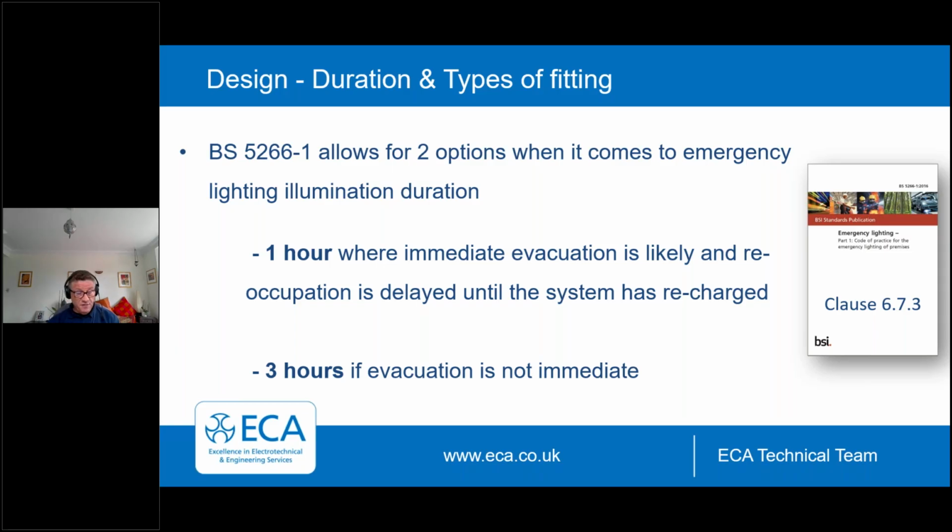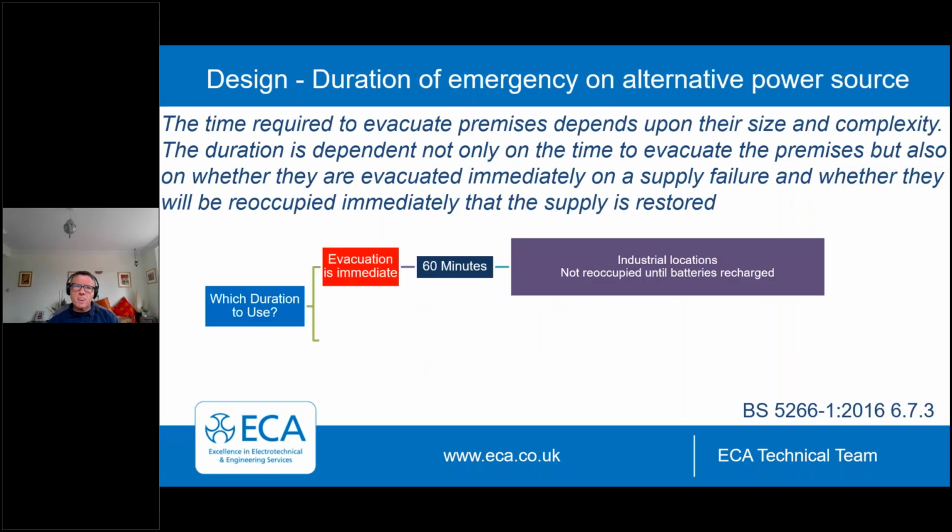We know we can get out safely in an hour, or hopefully under an hour, so therefore we need it only for an hour. But if you're likely to take longer than that, or for any other reason, then we may wish to consider 3 hours. The options are both there, and it's clause 6.7.3 in 5266 that you may wish to consider if you're pondering which one to use. It will depend, of course, on the size and the complexity of the building.